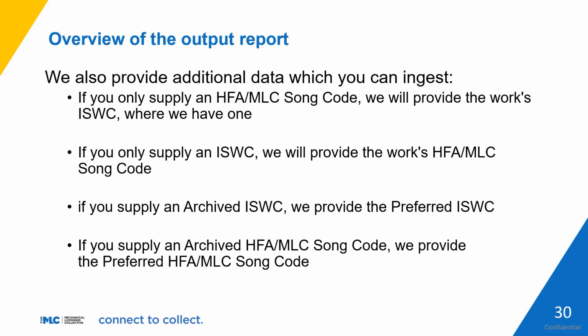So as I said, we also provide additional data which you can make use of and ingest. So if, for example, you only supply the HFA song code, if we find the ISWC, we will provide it to you. Equally, if you only supplied an ISWC, we can send you back the HFA song code. When works are merged either in the ISWC system or in the HFA system, there's already a song code or an ISWC that persists, which is called archived. So if you supply us with the archived ISWC, we can provide you with the preferred one. Similarly, with the HFA song code, if you supply an archived song code, we can give you the preferred one.